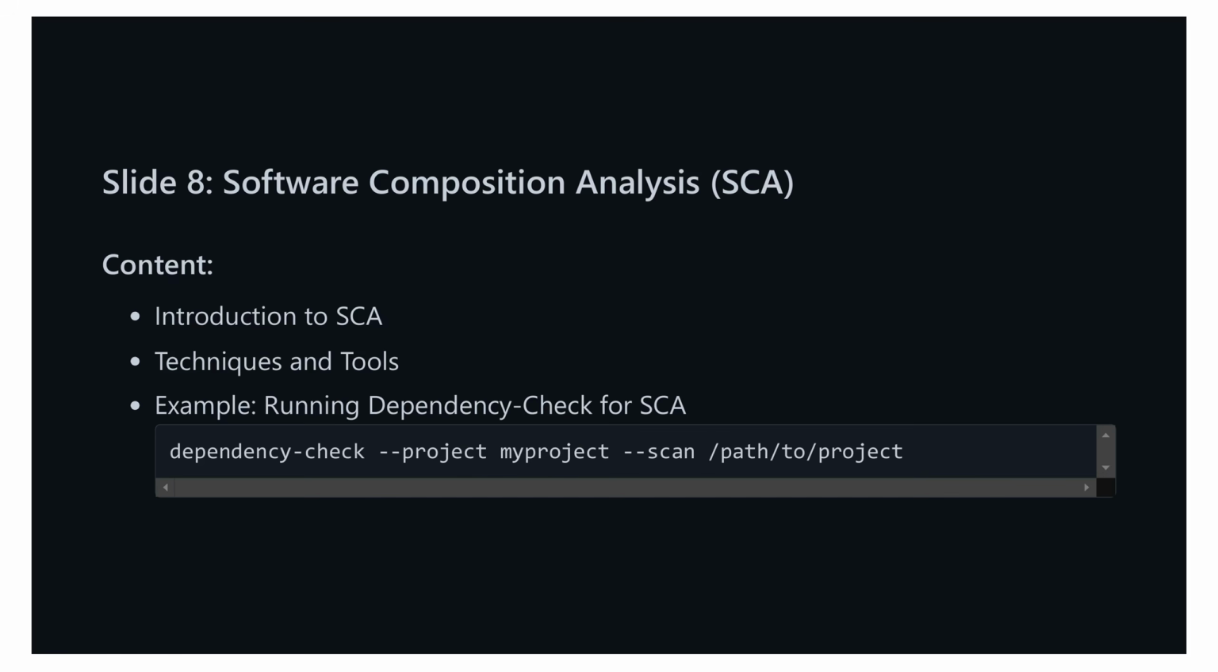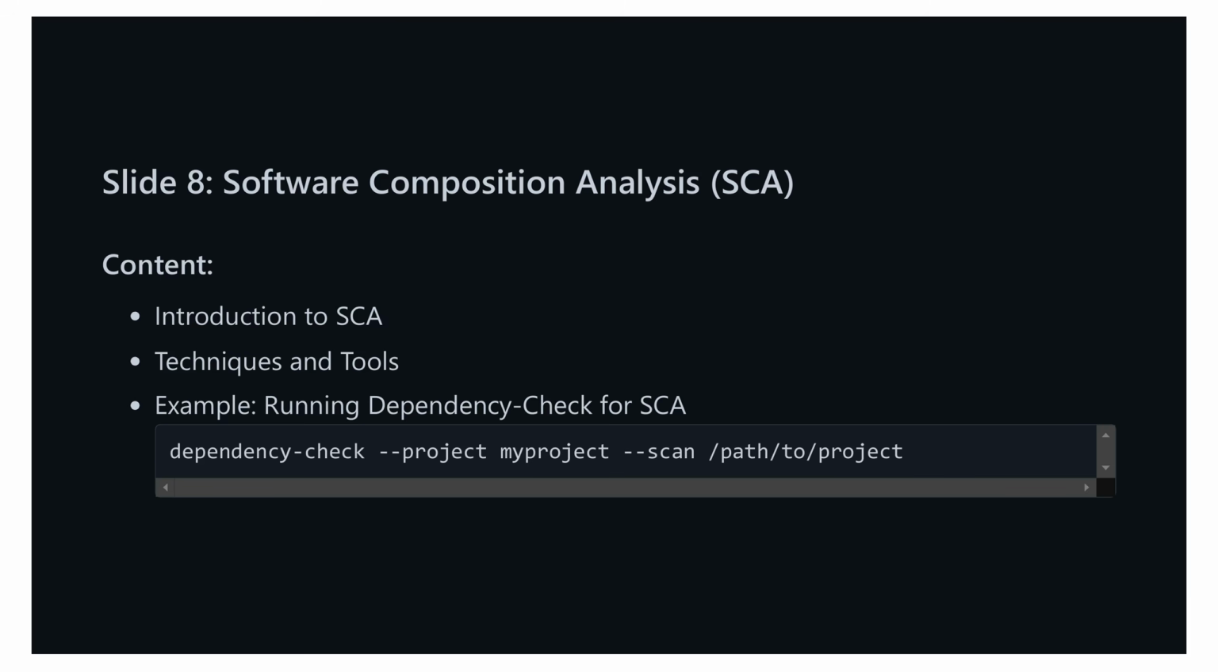Now let's move on to software composition analysis. SCA is an essential practice for identifying and managing the open source components and third-party libraries within your software. This slide provides a brief introduction to SCA, where we will delve into its techniques and tools. One common tool for SCA is dependency-check, which helps you identify known vulnerabilities in your project's dependencies.